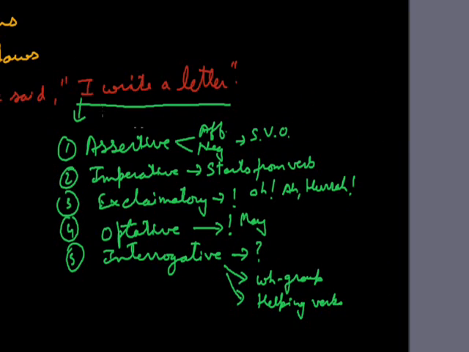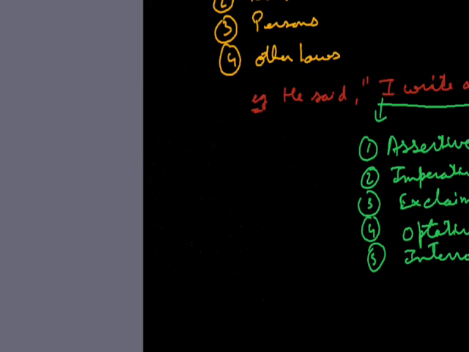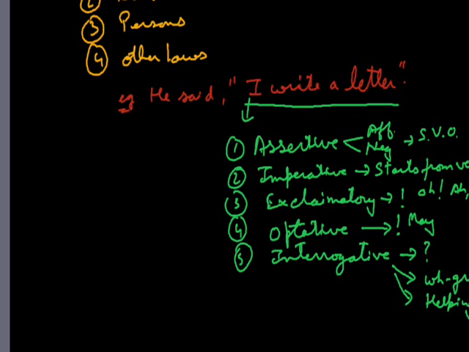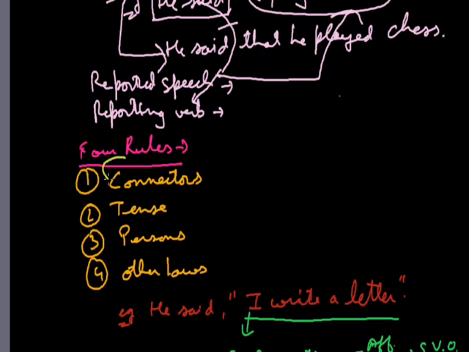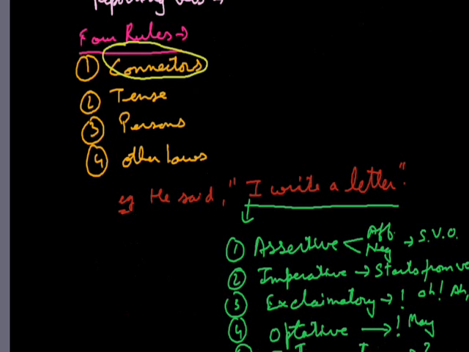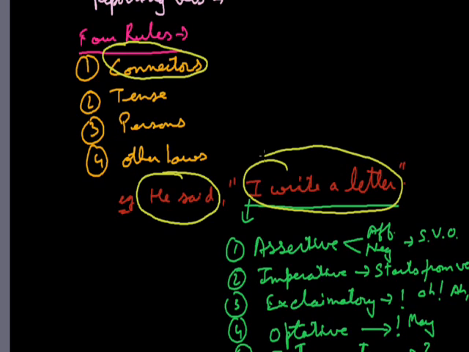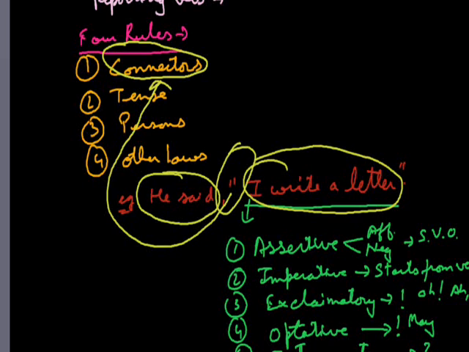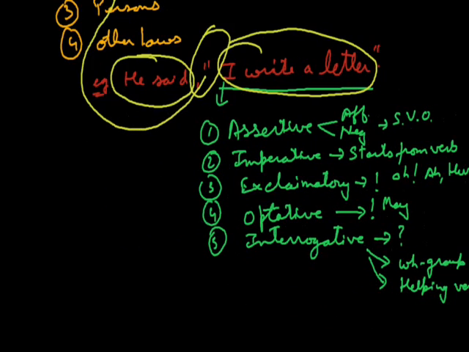Now moving further, why is there actually a need to identify these sentences? As we read earlier that there are 4 rules for change of direct into indirect narration. So the first one over here was the rule of connectors. Now connectors we all know, they just connect 2 words, 2 clauses, 2 sentences, or they just join something. Now over here he said is a reporting clause. I write a letter is a reported clause. So there has to be something over here so that we can remove comma and inverted commas and make it a single statement. For that we need connectors. So when to supply and how to supply the correct connectors, for that identifying of the sentences becomes absolutely imperative.